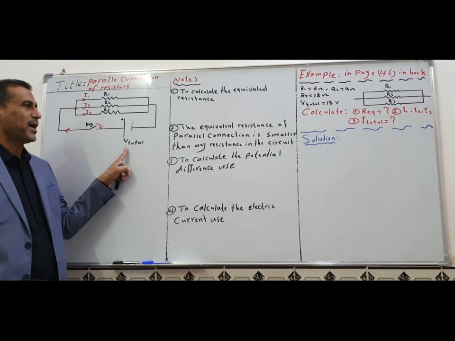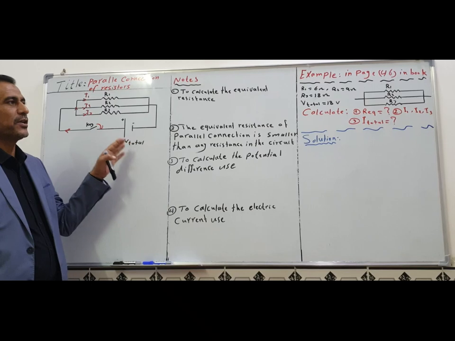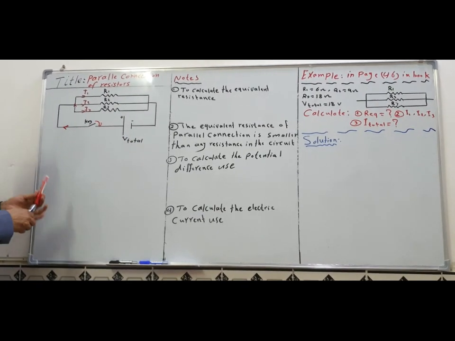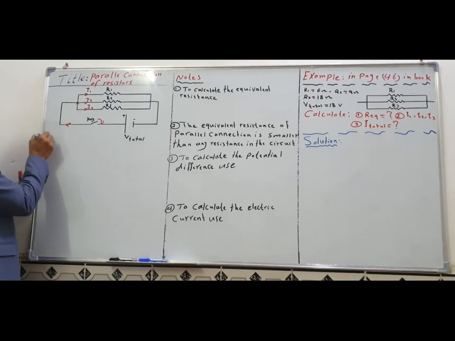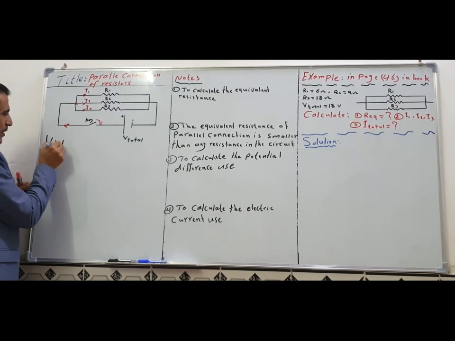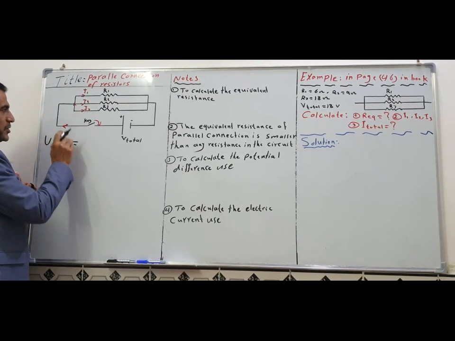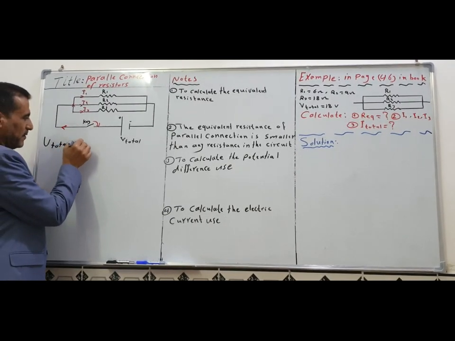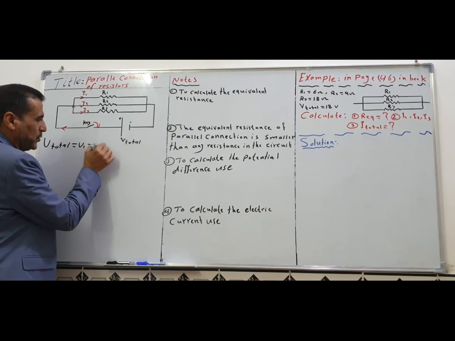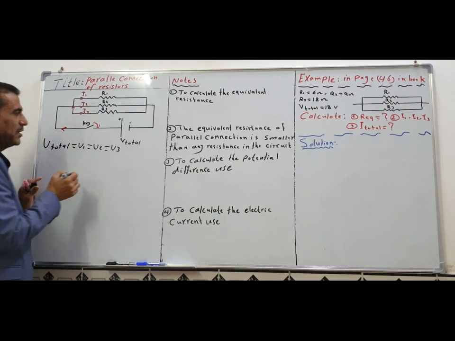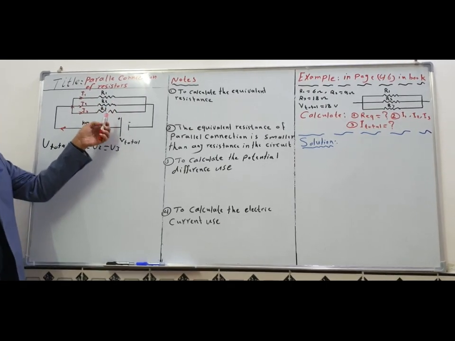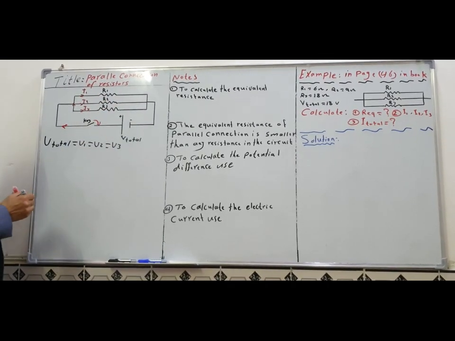The potential difference of the battery represents the total potential difference of the electric circuit. Now, V total, the total potential difference of the electric circuit, equals V1, V2, V3. This is because all the resistances are directly connected with the battery.